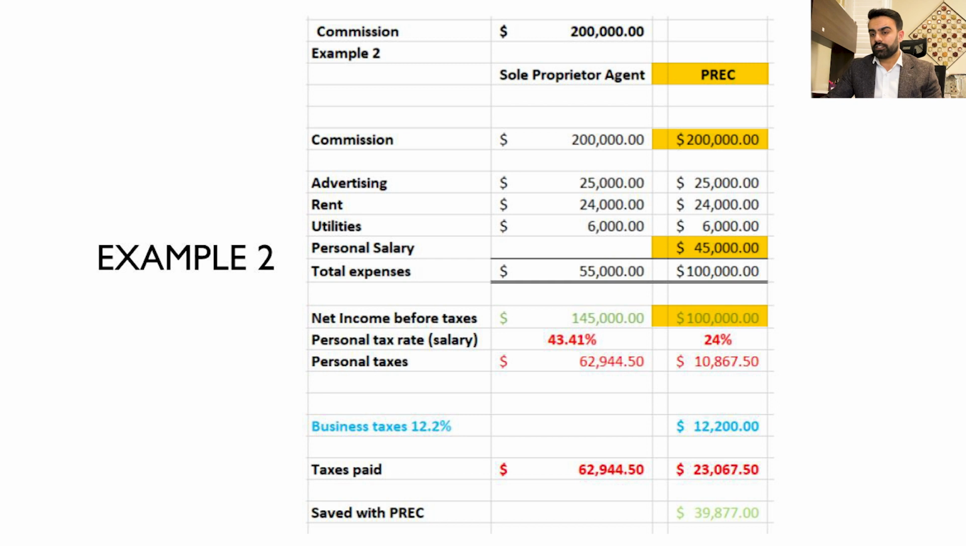So on the $100,000 that you left in the corporation, you're only paying 12.2% taxes, which is $12,200. Whereas on the money that you withdrew, which is $45,000 in this case, you paid some 24% tax bracket, which is $10,000. So even if I add both the personal taxes and the corporate taxes, your tax liability compared to a sole proprietor is far less. You have a saving of $39,000 in this scenario.